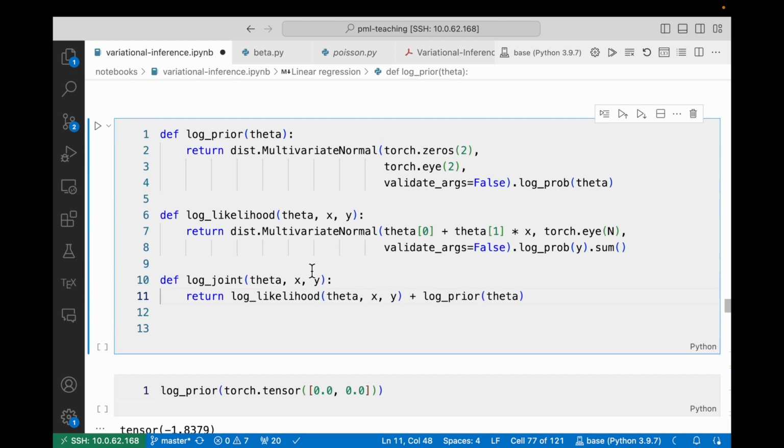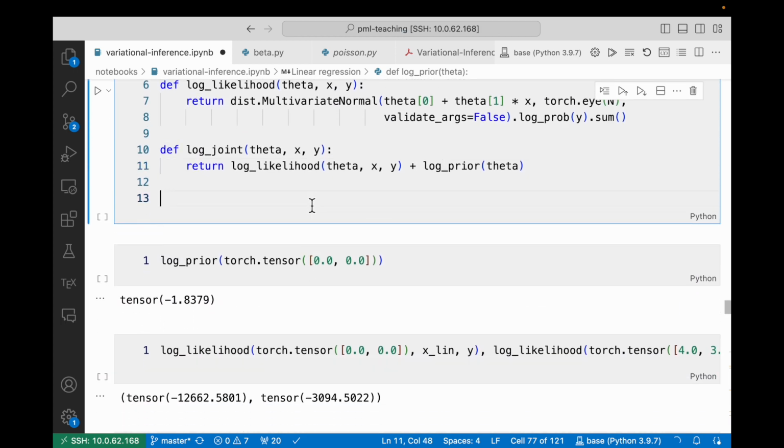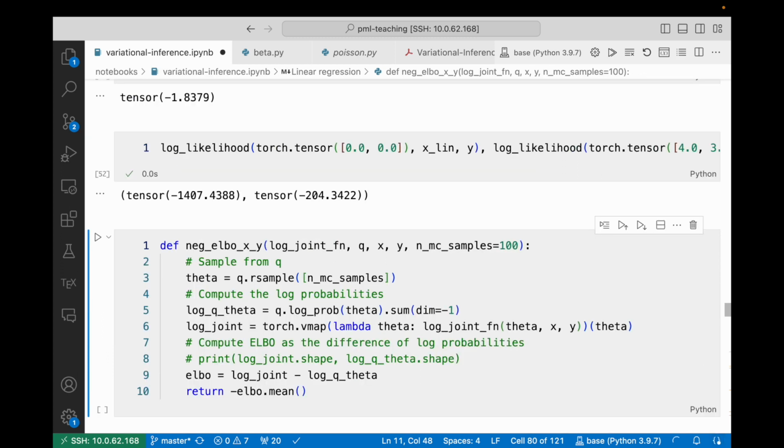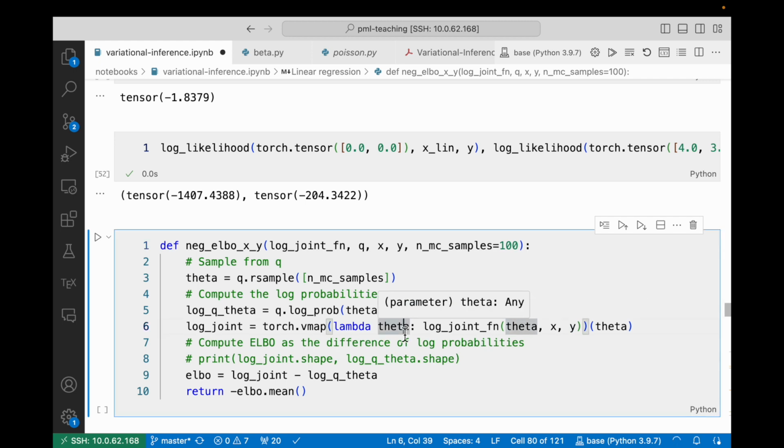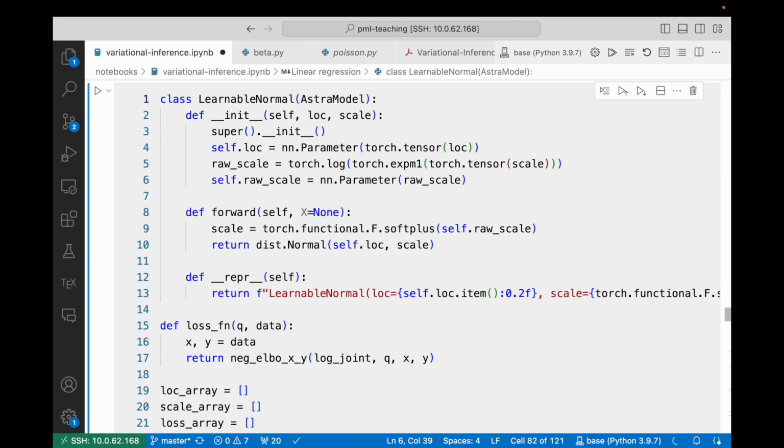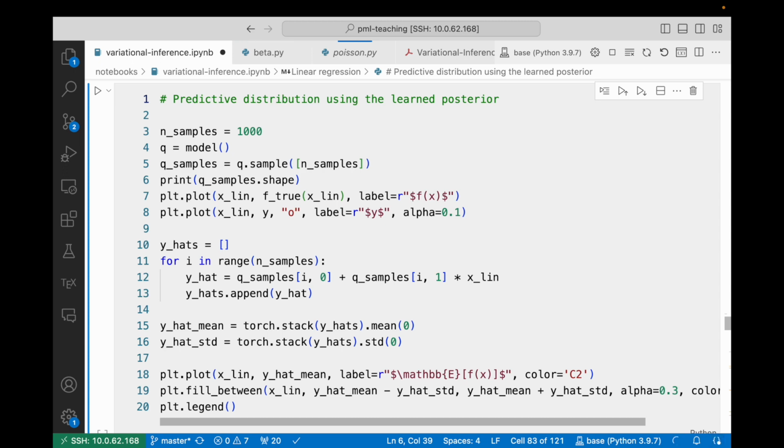So we specify the log prior, log likelihood, log joint as we've done previously. And we also specify the negative ELBO. Previously, the negative ELBO was an easier definition. Here it's slightly more complicated, not much, because previously you just had the coin tosses, you just had the y terms, you don't have the x terms. Here you have both x and y terms. So the log joint function itself is now accepting x and y. Previously it was just accepting data terms. That's the only change I've made, negative joint. And then I've just created a learnable normal, pretty much what I'd shown earlier.